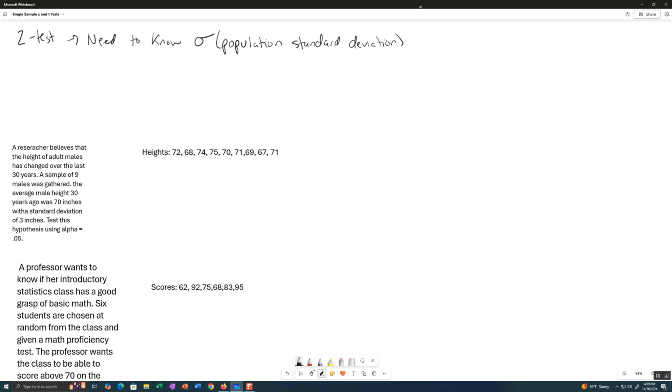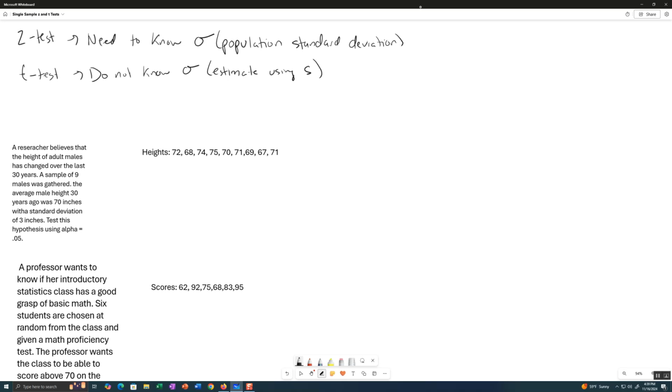If you're using a t-test, you do not know the population standard deviation. So do not know sigma. Right? And that's the main difference here. Z, you know sigma. T, you don't know sigma. So what happens with the t-test is if you don't know sigma, you need to estimate. So you need to estimate using the sample standard deviation, S.